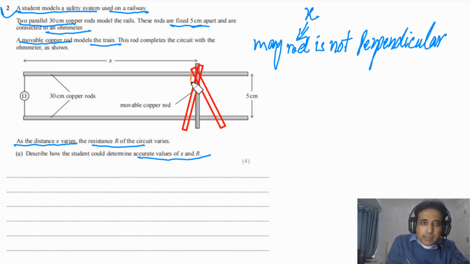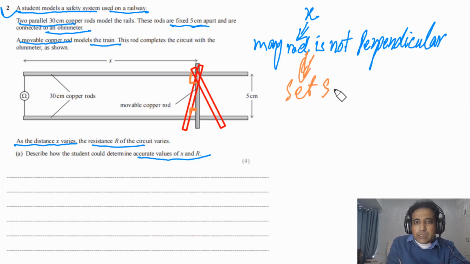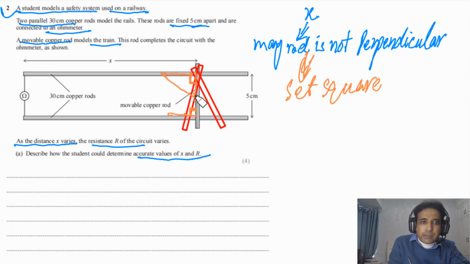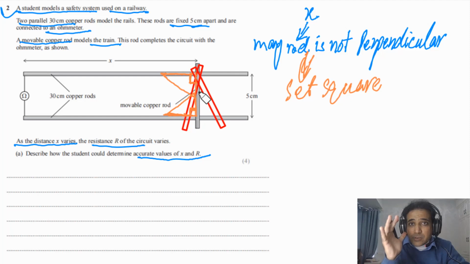Now the question is how we can make this one perpendicular. I mean this angle has to be 90 degrees. So how can we make sure this angle is 90 degrees? For this purpose, we can use a set square. Simply we can draw our set square here. We can place the set square here, and also here. With the help of a set square we can check whether this angle is 90 degrees or not.